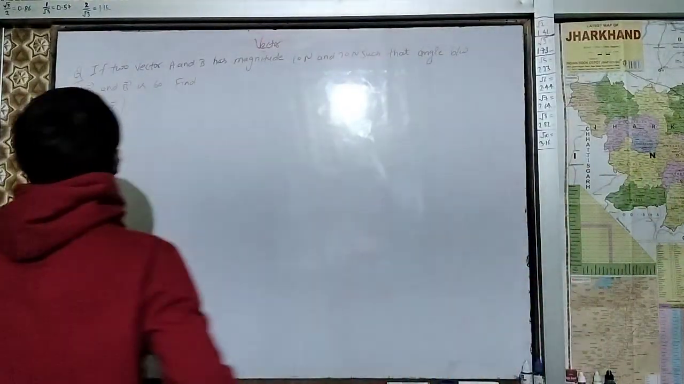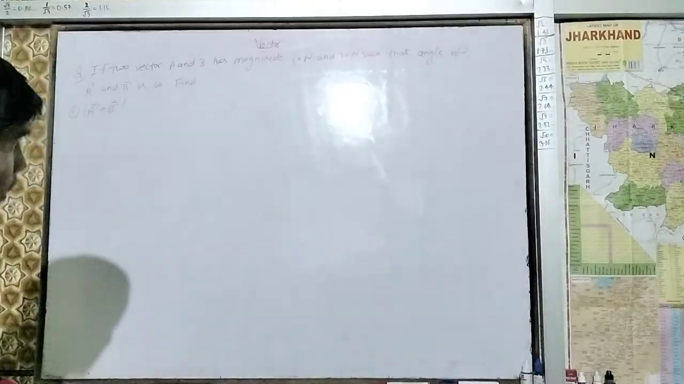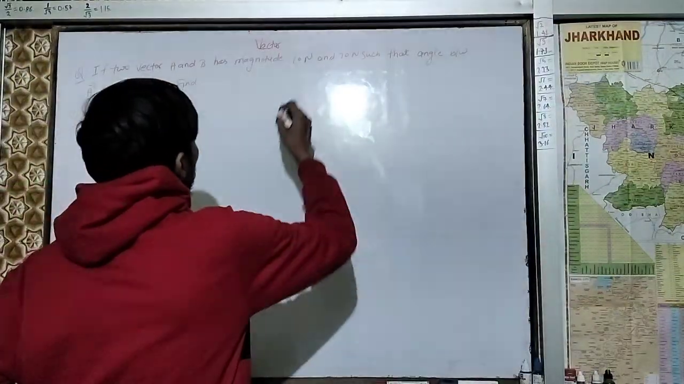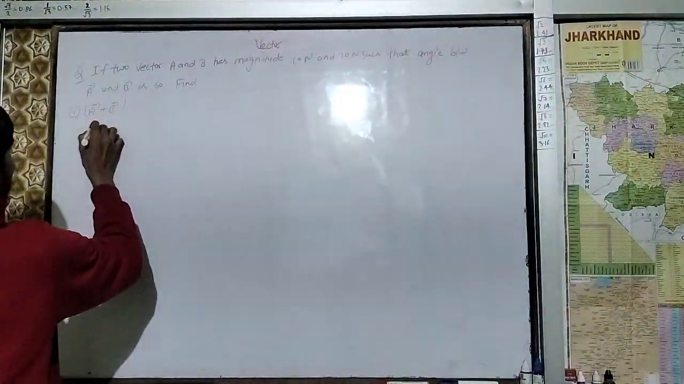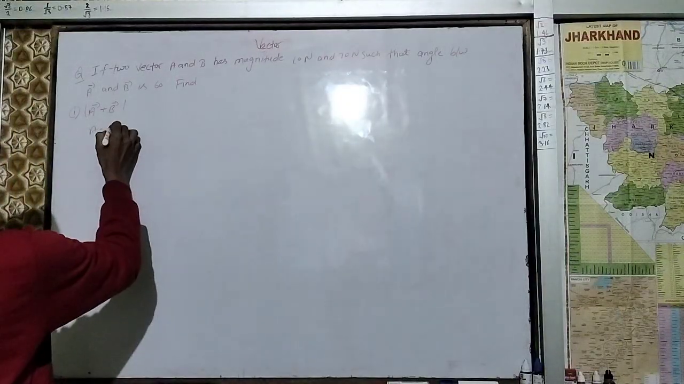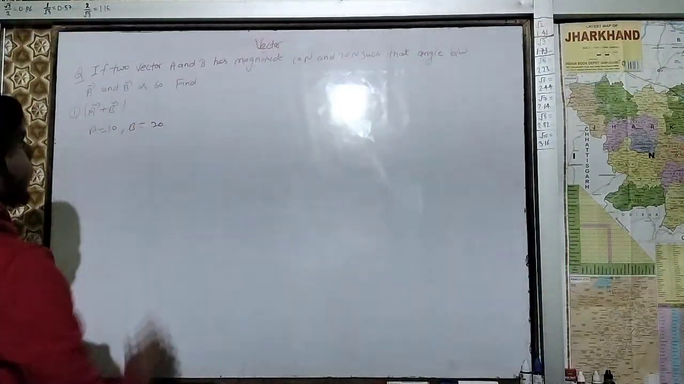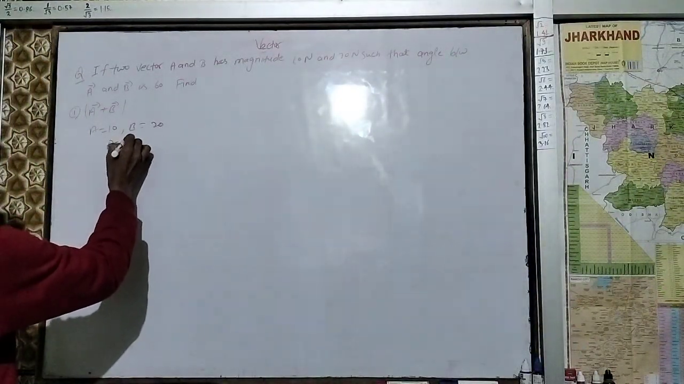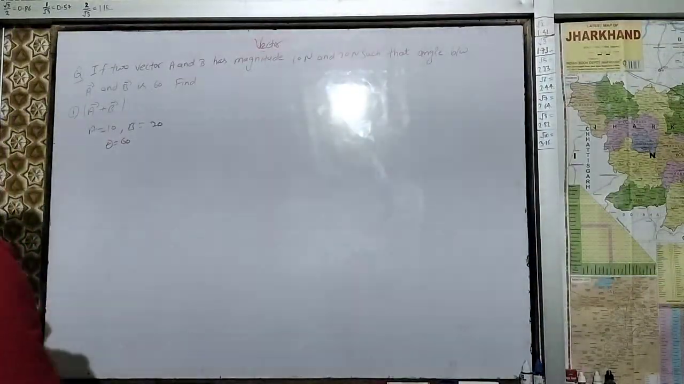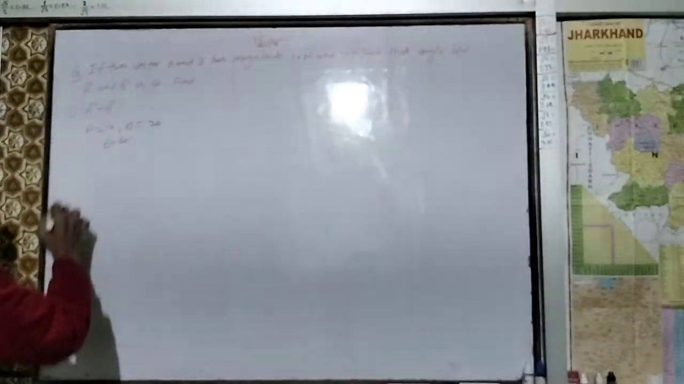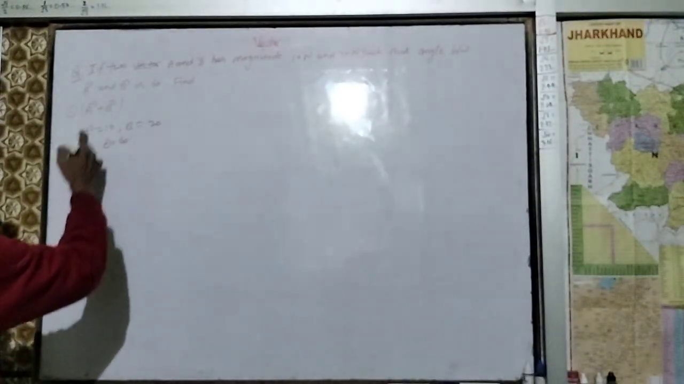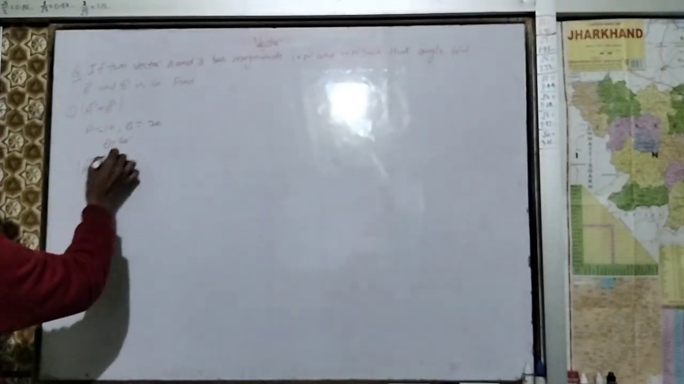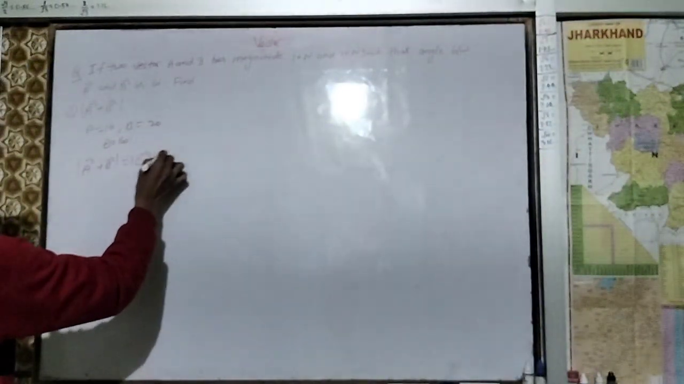Look at over here. If there are two vectors A and B, with magnitudes 10 Newton and 20 Newton, it means A is 10 and B is 20, such that angle between them is 60. Find this. We know, mod of vector A plus vector B is equal to mod of vector C.